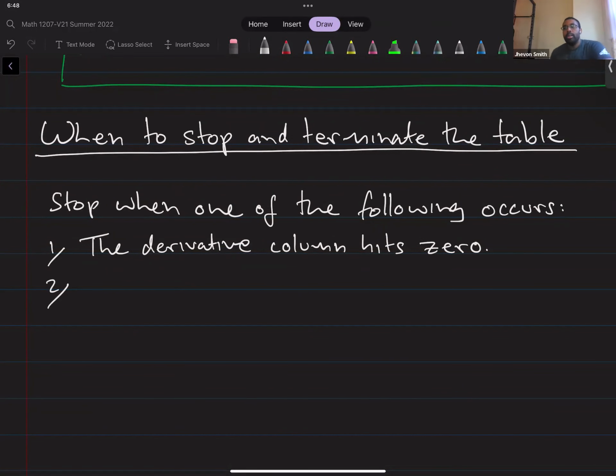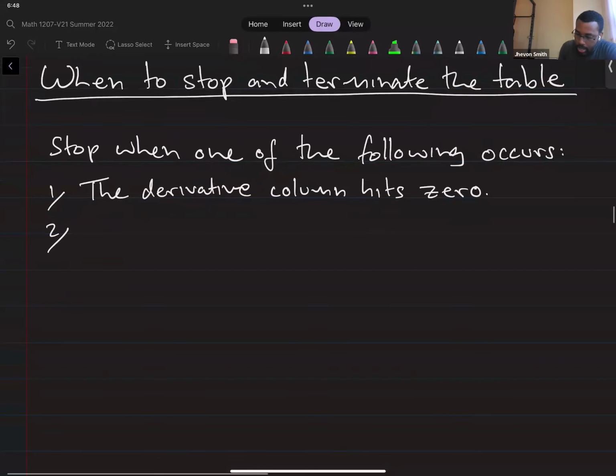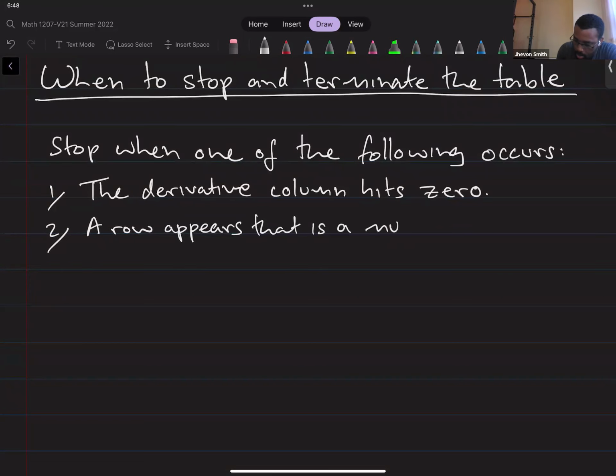The second situation is to deal with that case that we saw earlier where we saw the original integral appear again later on when we were doing that e to the x sine x integral, that's also a possibility. So if you see that sort of thing happening again, you should also stop, because at that point you should be treating that as an algebra equation. So this means a row appears that is a multiple of the original integral.